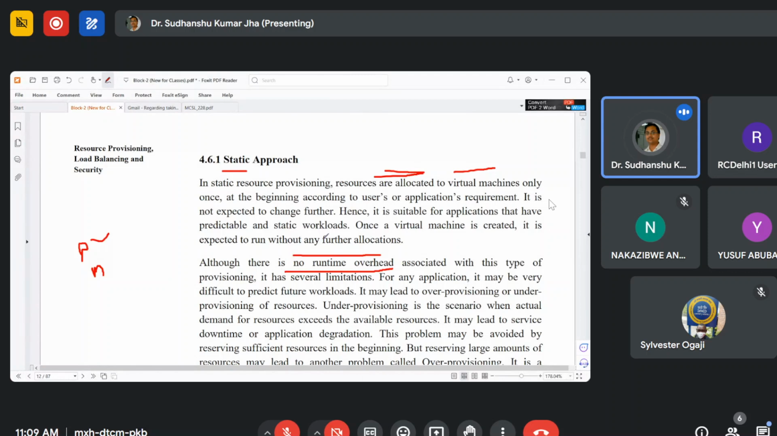In the case of the static approach, because you have declared the number of resources you require, they should be ready in position before you start to use them. In the static approach we have already calculated what resources are required, and accordingly we allocate them. So this is the static approach.